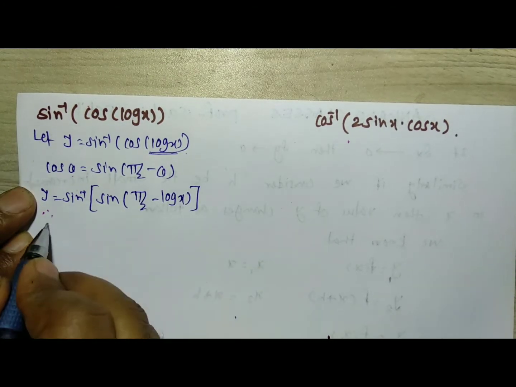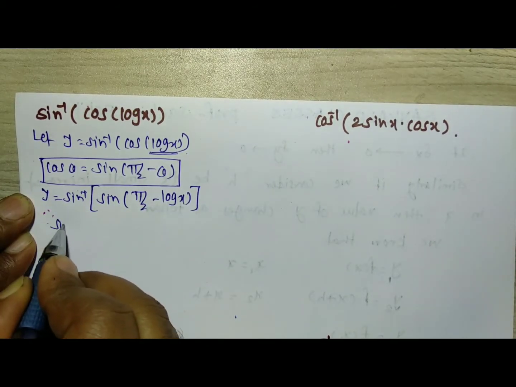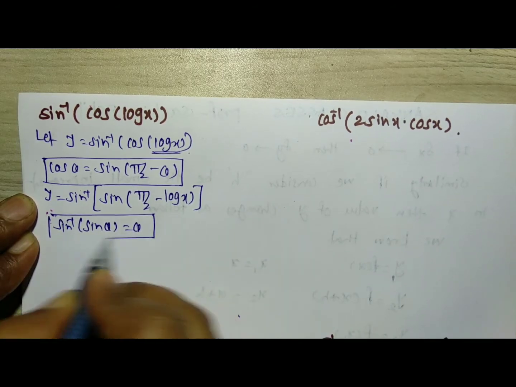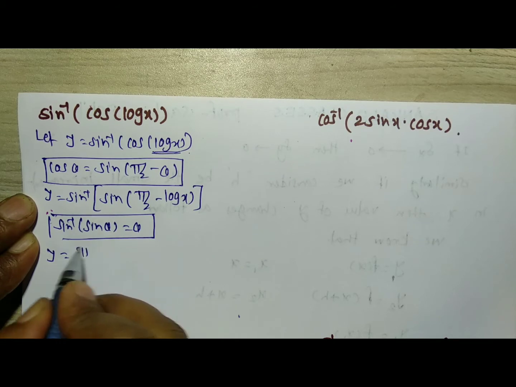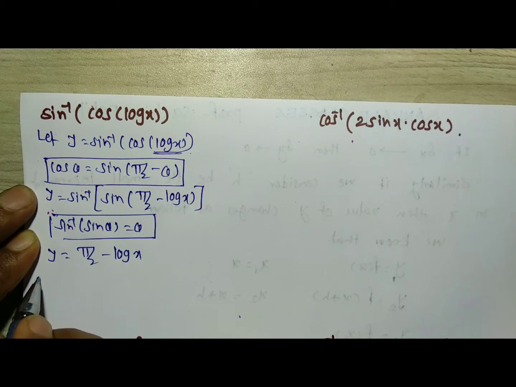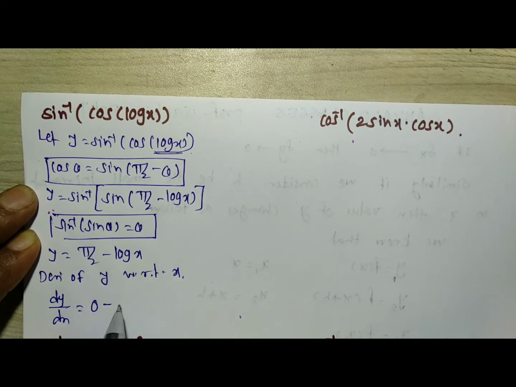Now we know this formula, and another formula is sine inverse of sine theta is equal to theta. By using this formula, y is equal to pi by 2 minus log x, and y is a function of x, therefore the derivative of y with respect to x, dy by dx, is equal to pi by 2 having the derivative 0, minus log x having the derivative 1 divided by x, and therefore the derivative of this function is minus 1 divided by x.